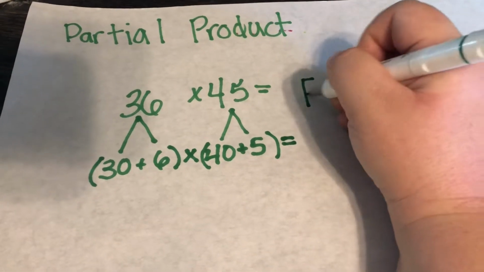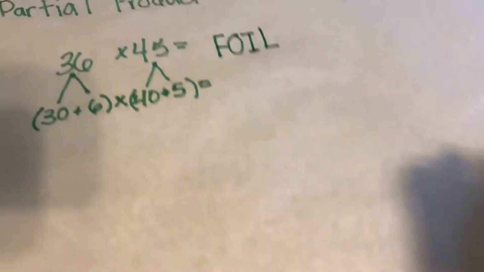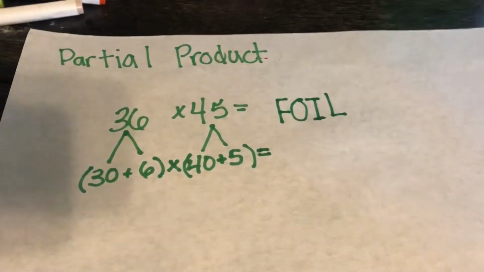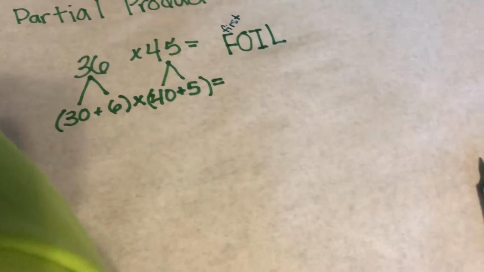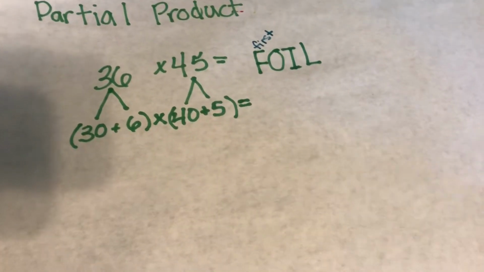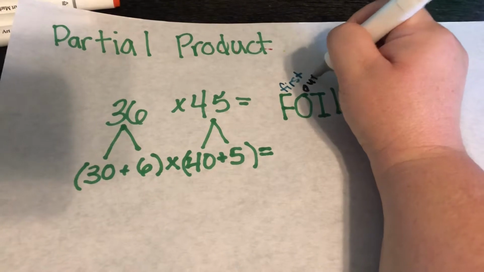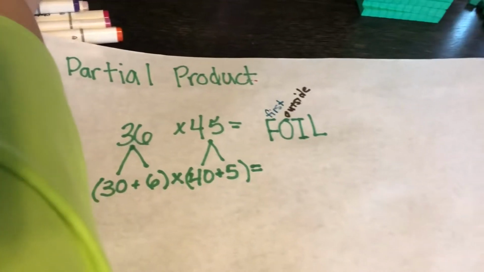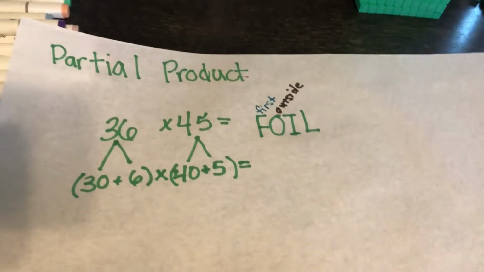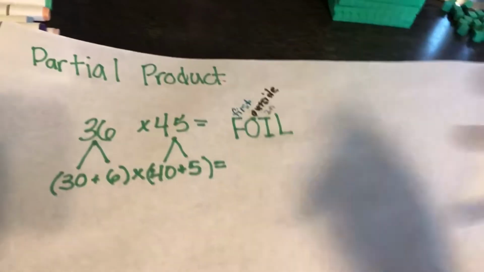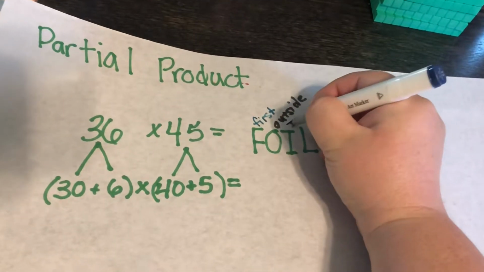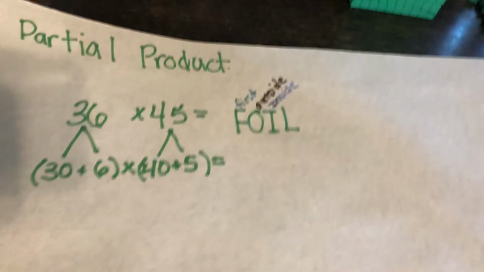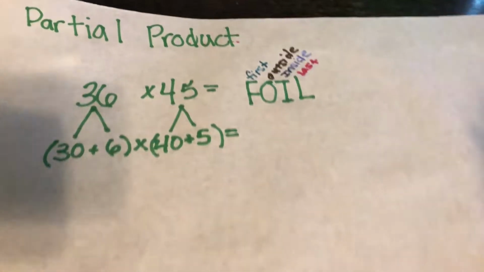So when I was growing up, we were taught a thing that's called FOIL. And with the FOIL method, it just reminds us what we need to do first. So F is first, and then O is outside, I is inside, and then the L represents last. Okay, so why do we have FOIL?